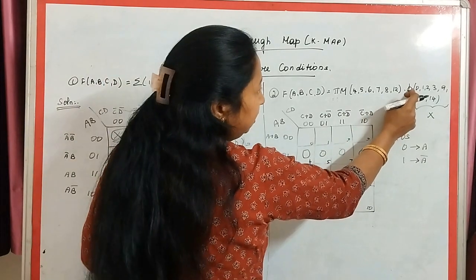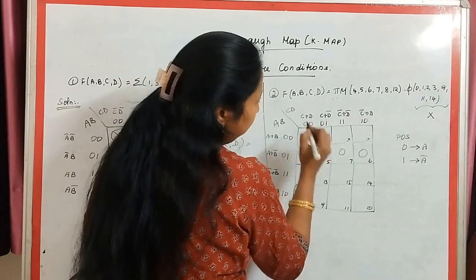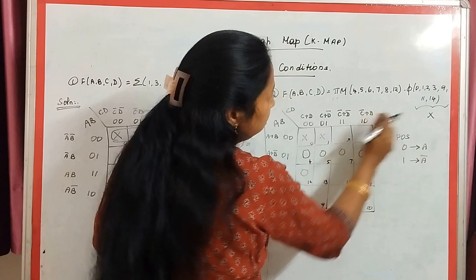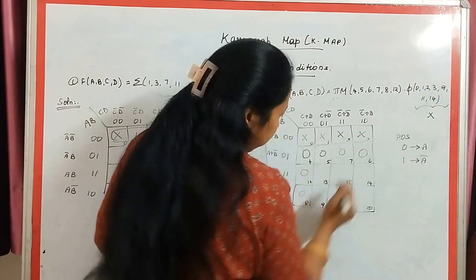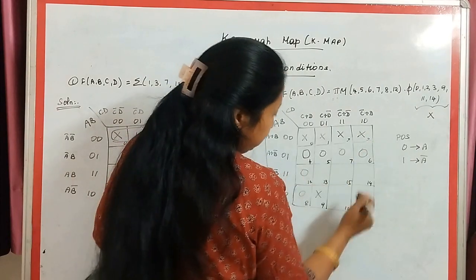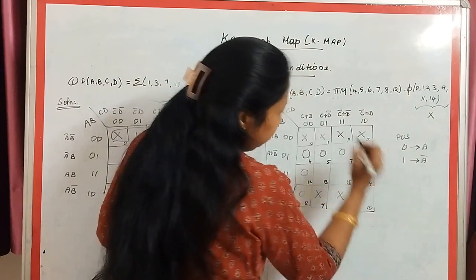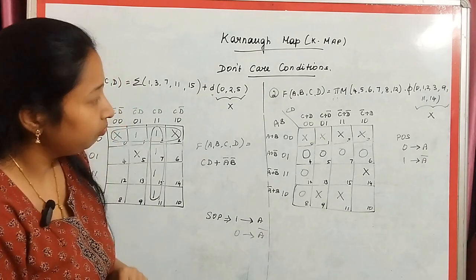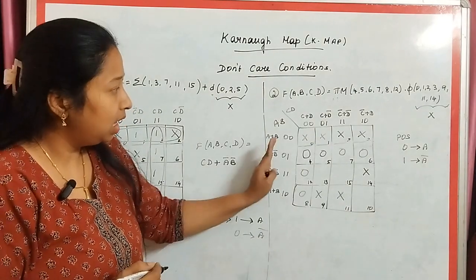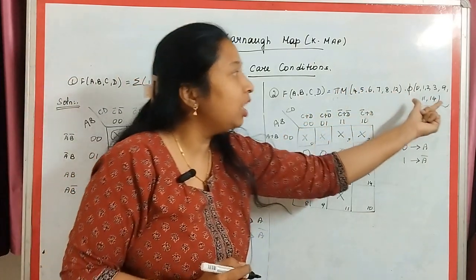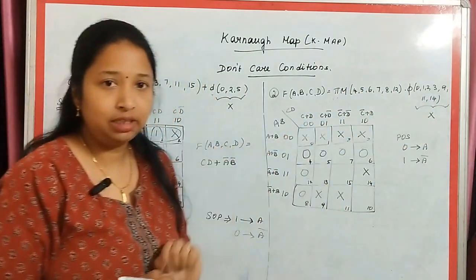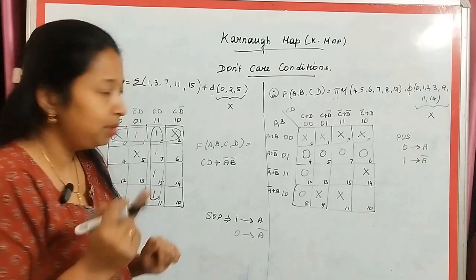Now, wherever this particular number is there, put an X mark there. So 1, 2, 3, 2, 3, and then 9. The next term is 11, and then it is 14. Clear? This is how I'll be positioning the max terms along with the don't care conditions inside the K-map. My next step is to do the mapping.